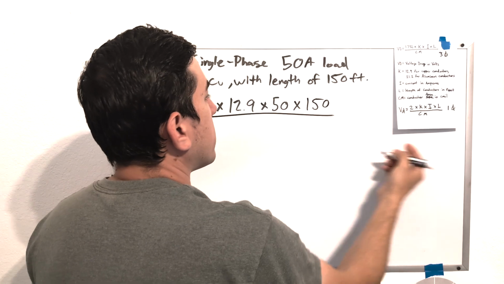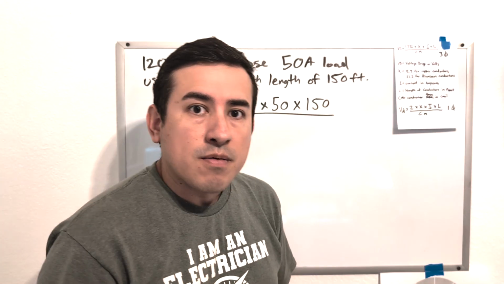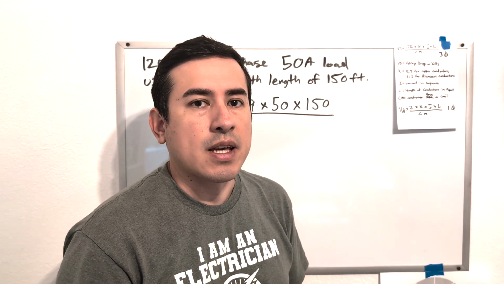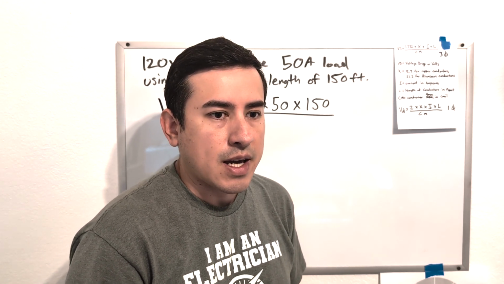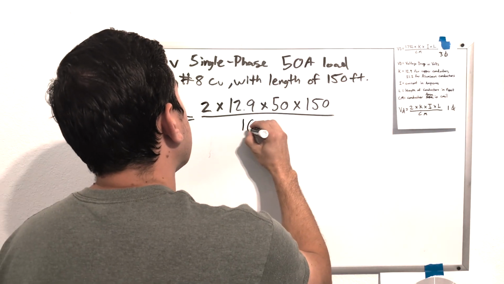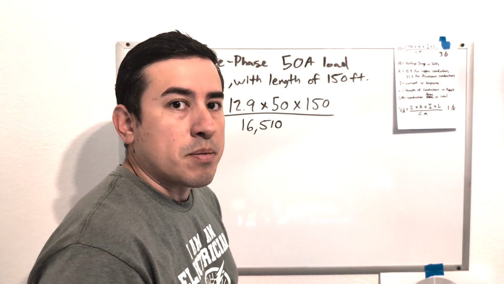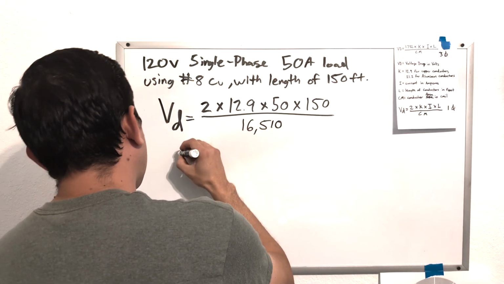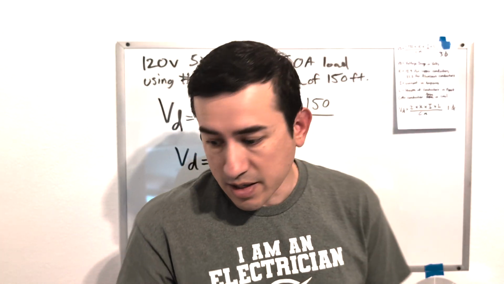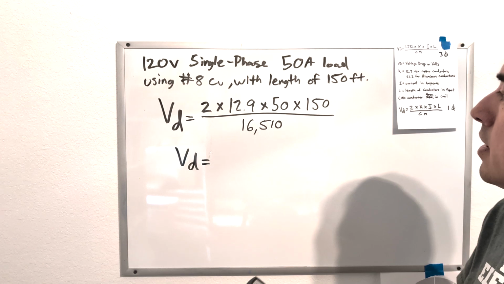All of this over the circular mills for number 8 copper. This is where we would reference our Table 8 in the NEC, and it comes up as 16,510 circular mil. So now all we have to do to figure out our voltage drop is pull out a calculator and do this math.